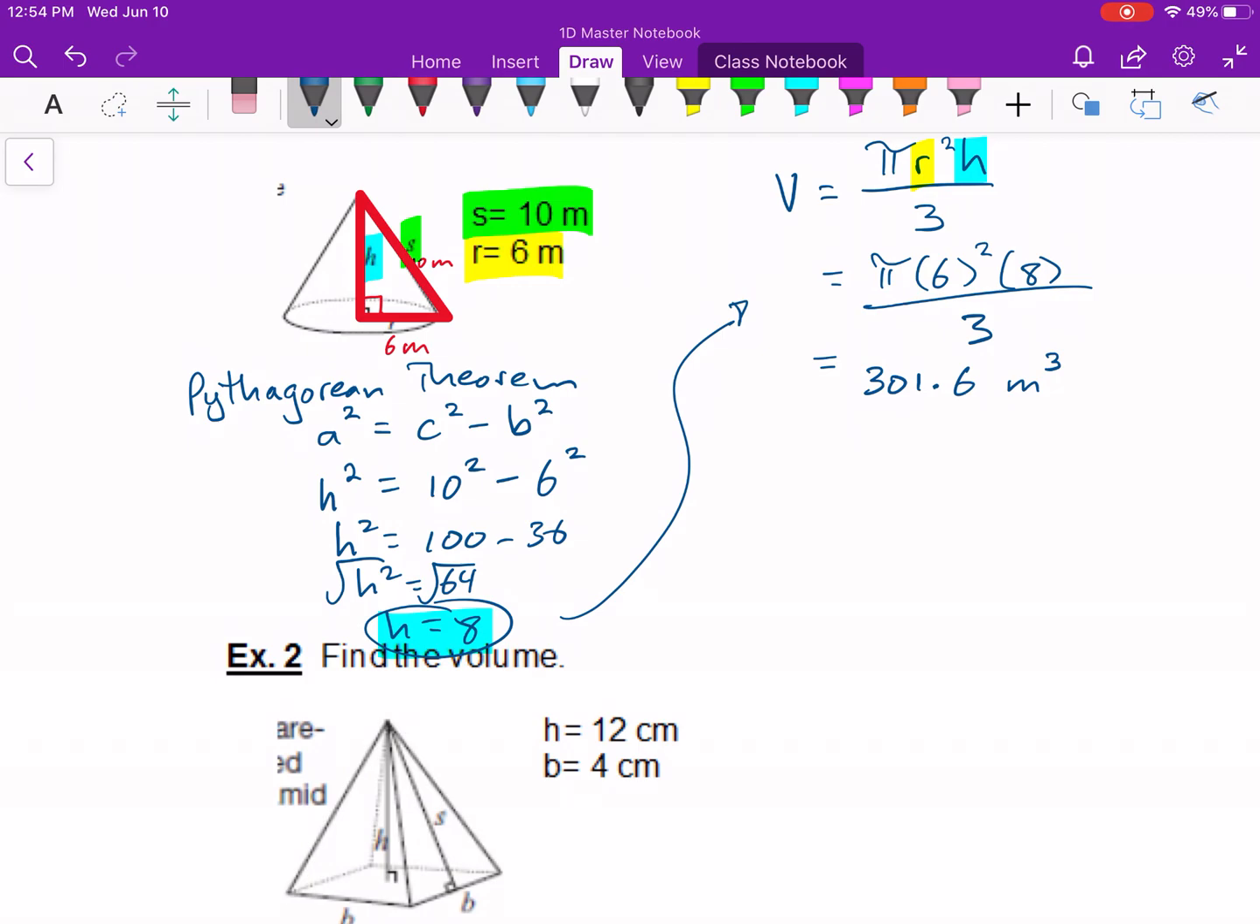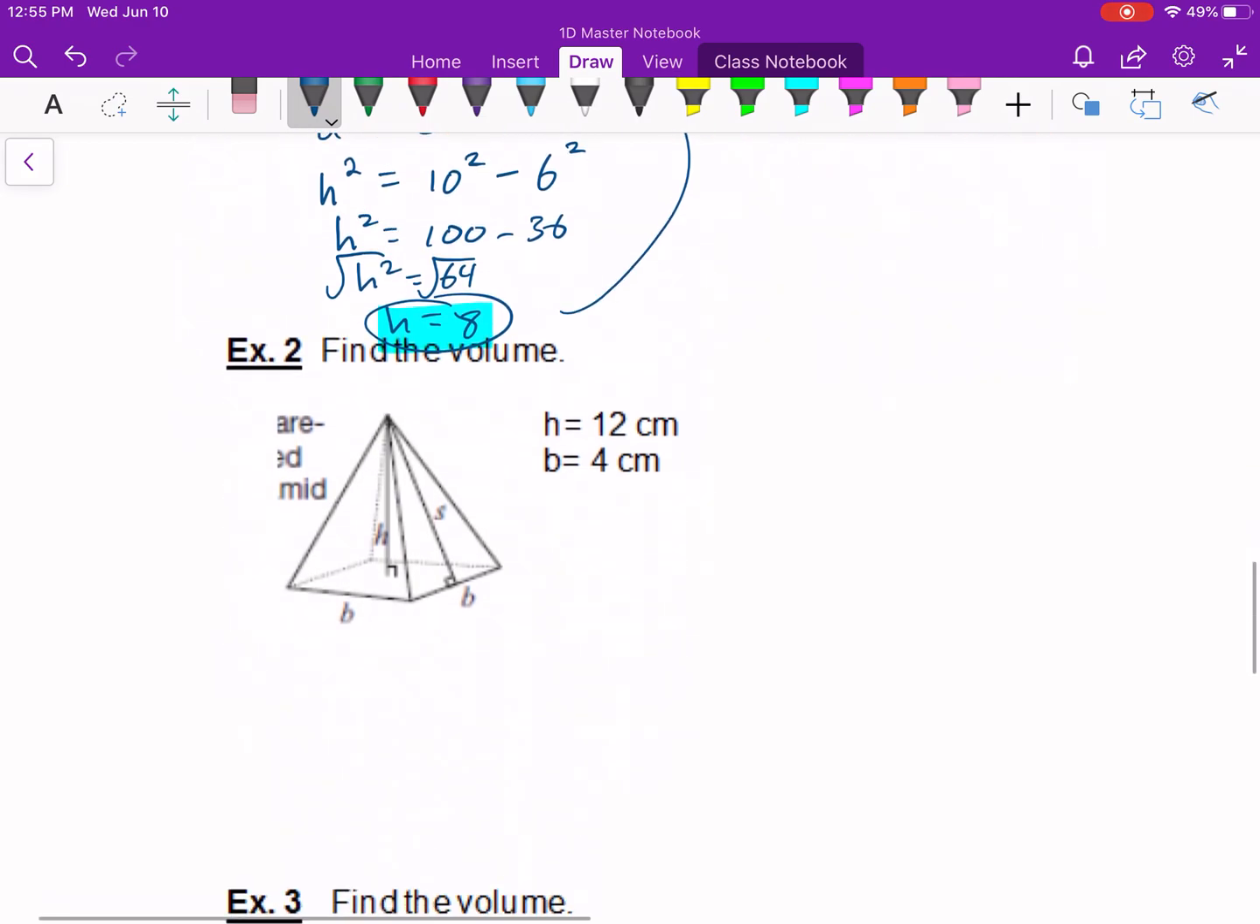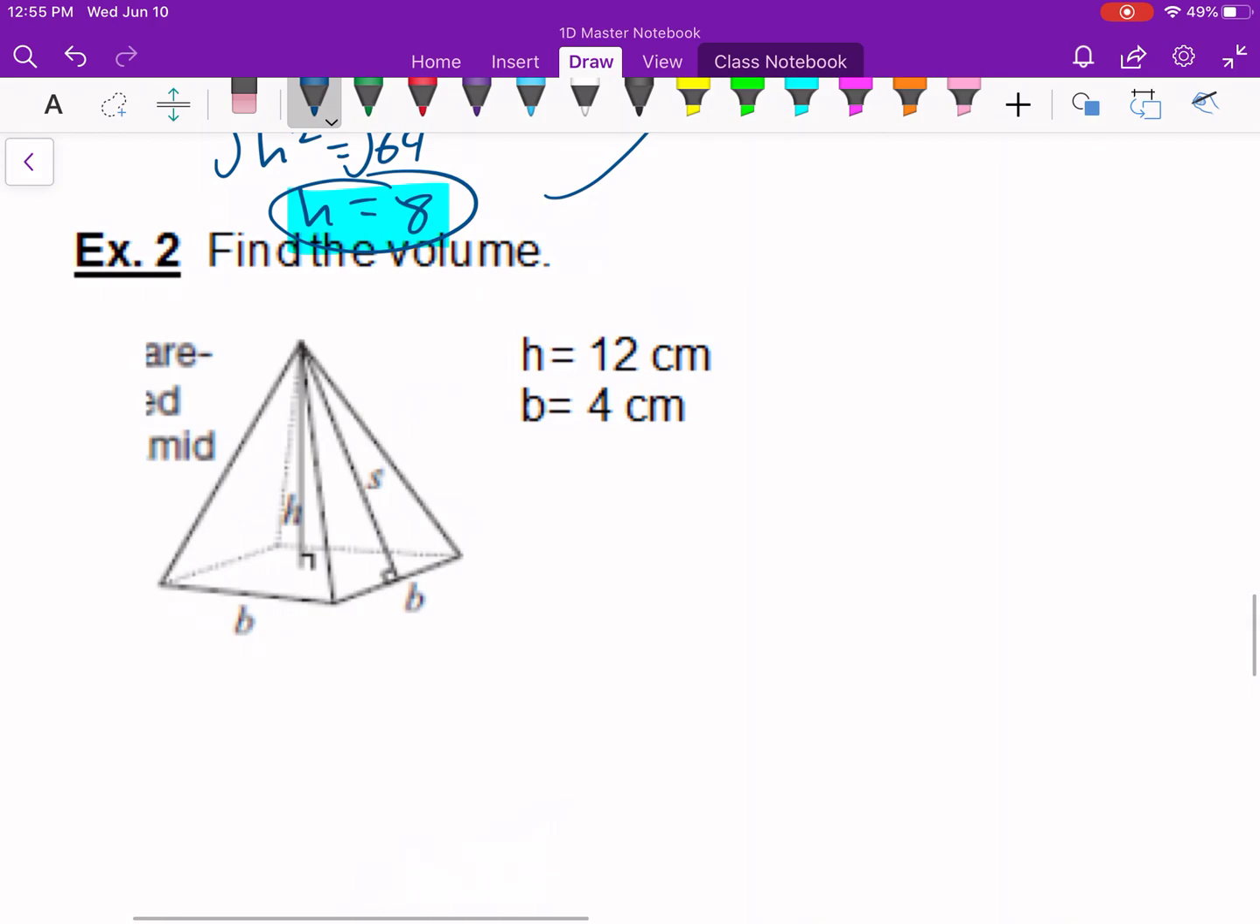So there's the formula, but there's also sometimes tricks. So you can't force things. If they give you this slant height, like in this case, you can still use the Pythagorean theorem to help you out. Find the volume for this pyramid. These words we don't need. I'll get rid of that.